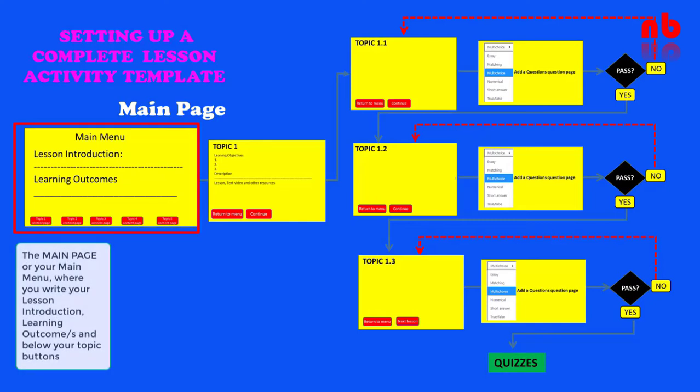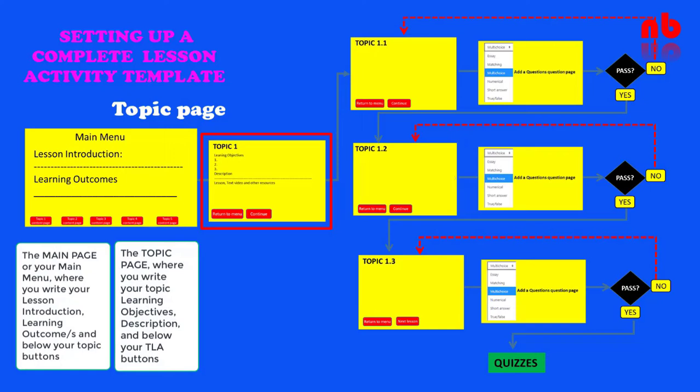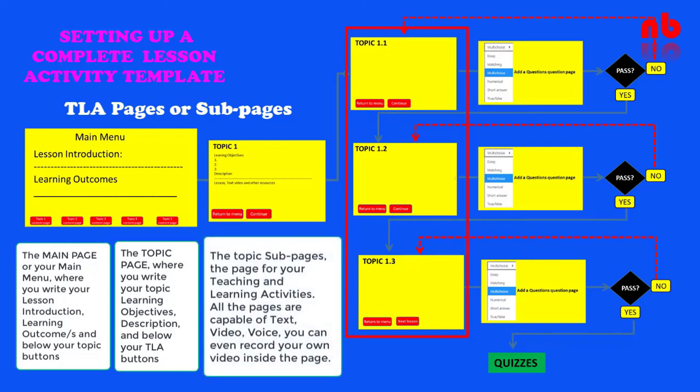The main page or your main menu, where you write your lesson introduction, learning outcome, and your topic buttons. The topic page, where you write your topic learning objectives, description, and your TLA buttons. The topic sub-pages, the page for your teaching and learning activities. All the pages are capable of text, video, voice. You can even record your own video inside the page.